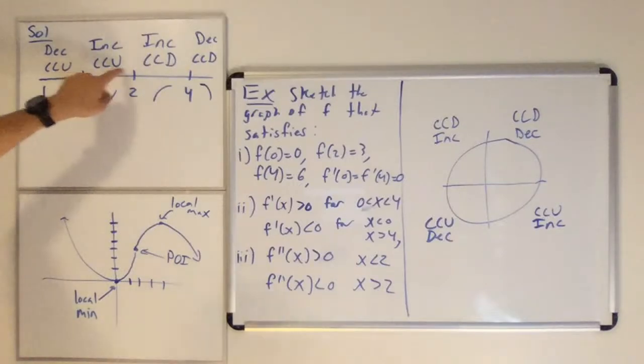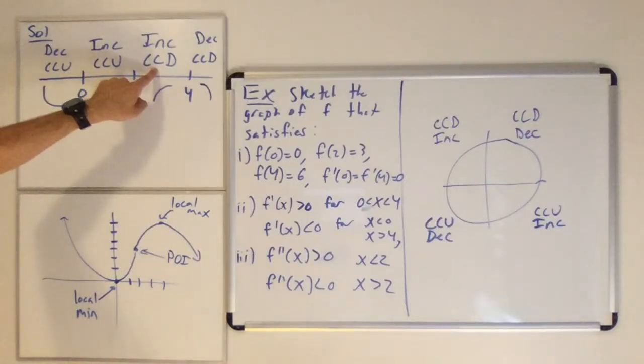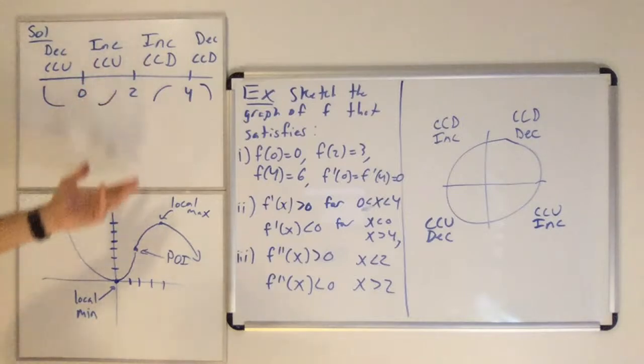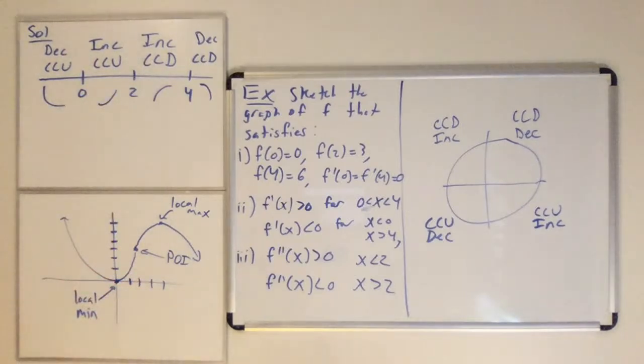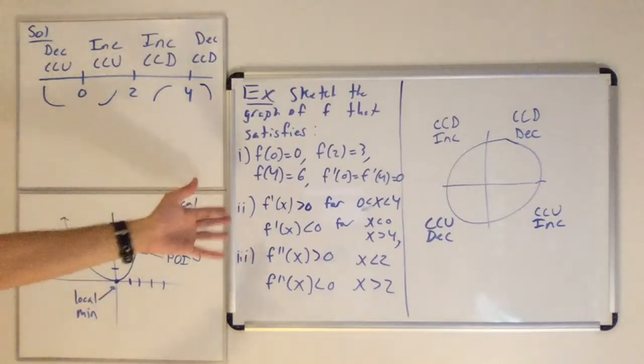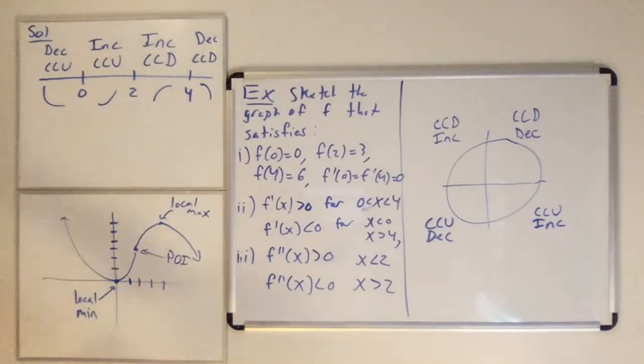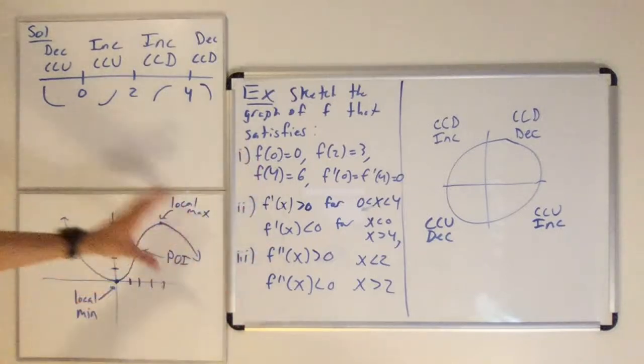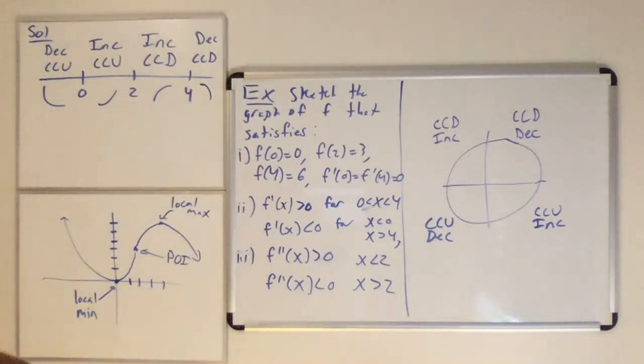We change from concave up to concave down, and our function is continuous there. So it's a point of inflection. Good. Sure, we weren't given an explicit formula for our function, but all of this information we could put together to get the shape of our graph.